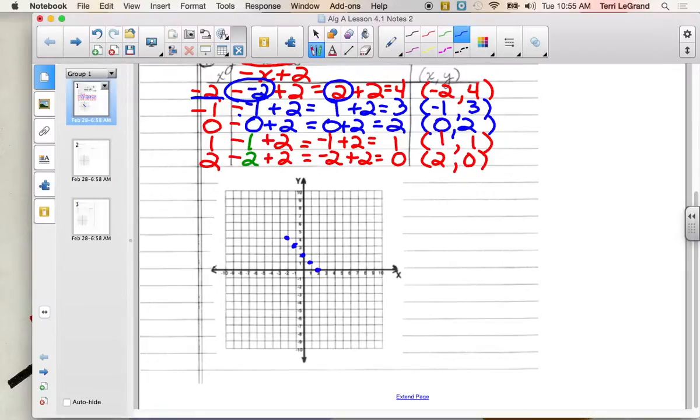Not just through those points, but all the way through the graph, because what we do is we put arrows at both ends of it.